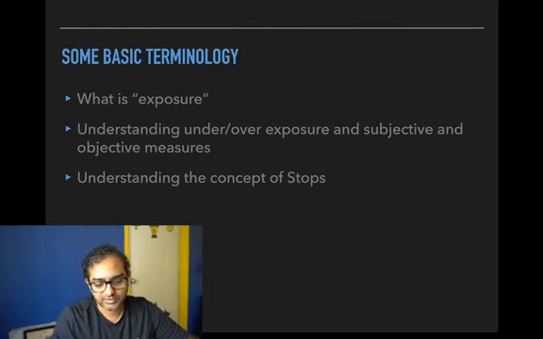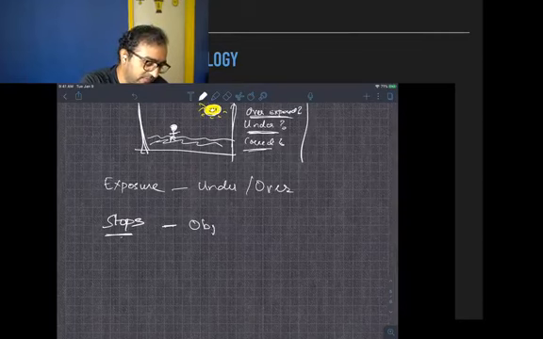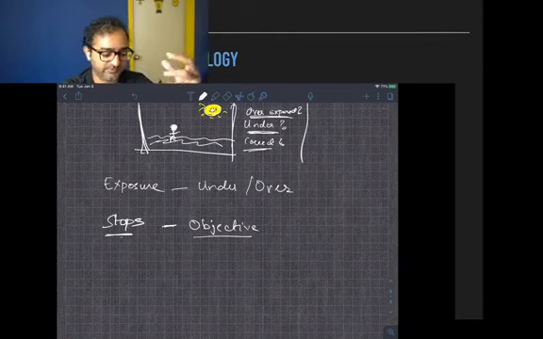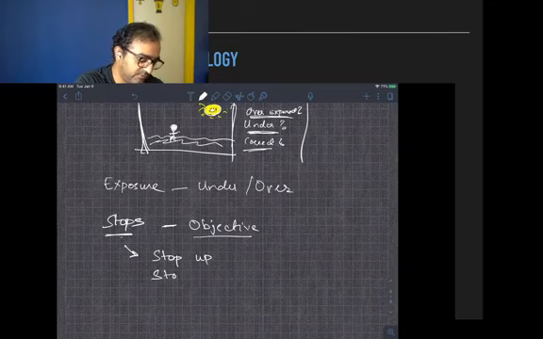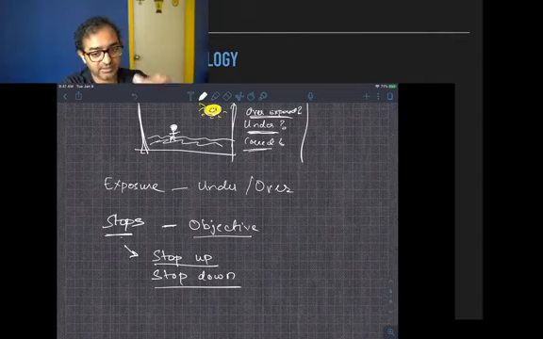Okay, so let's talk about the idea of stops. Now, what are stops? Stops are an objective way of communicating how much brighter or darker a subject is versus your expectation, or how bright or dark a photo is compared to what you want, right? So, related to stops, you have the idea of stop up, stop down, right? What does stop up mean? Stop up means to make something brighter, to make a photo brighter. Stop down means to make something darker, to make a photo darker.